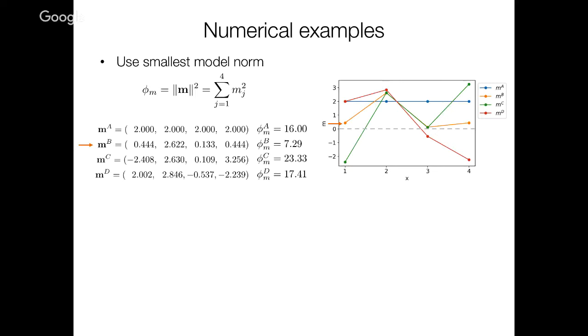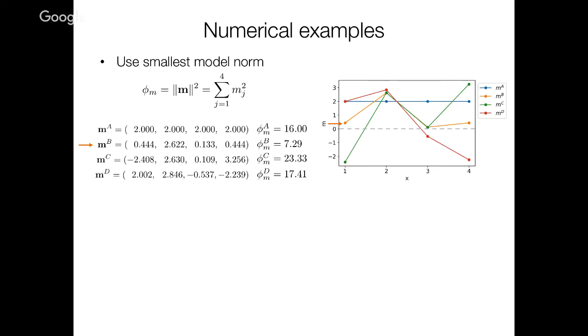If we did that here on the numerical example, if we found what we call the smallest model, minimizing the sum of squares, then it turns out it's this second one in here. The value of phi m for these four models is given by this, and the minimum is this answer B, with a value of 7.29, and that is shown by this curve here. So we're looking at these successive orange points as being the solution.